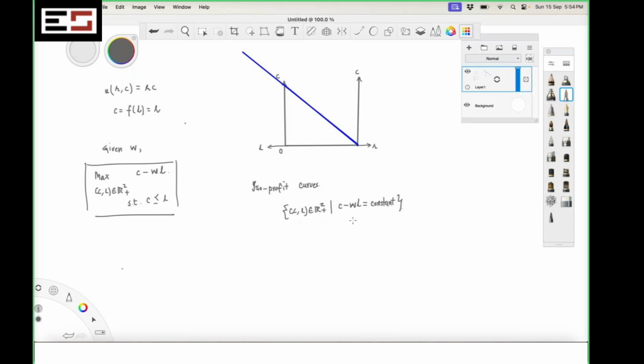Okay, fine. So if you want, you can just write it as pi bar. So that's an iso profit curve. Let's draw an iso profit curve. Notice that if I want to draw an iso profit curve for profit equal to 0, so let's draw an iso profit curve for profit equal to 0.